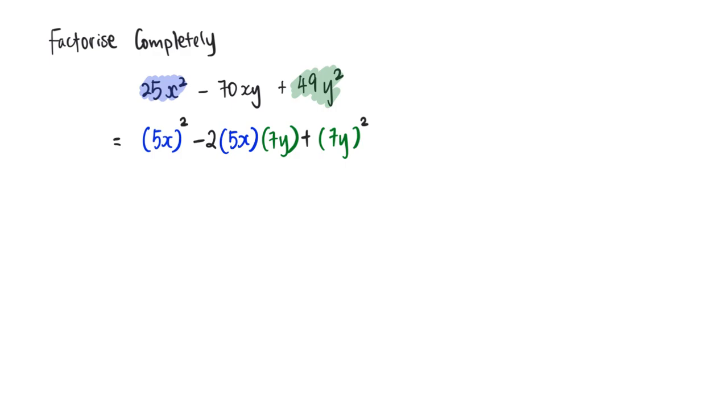And why does Mr. Tan purposefully write in this form? Because (a minus b) squared is equal to a squared minus 2 times a times b plus b squared. Meaning that I could actually tap on this particular formula now, or special product, to give me the final answer easily. And I would have (5x minus 7y) squared.